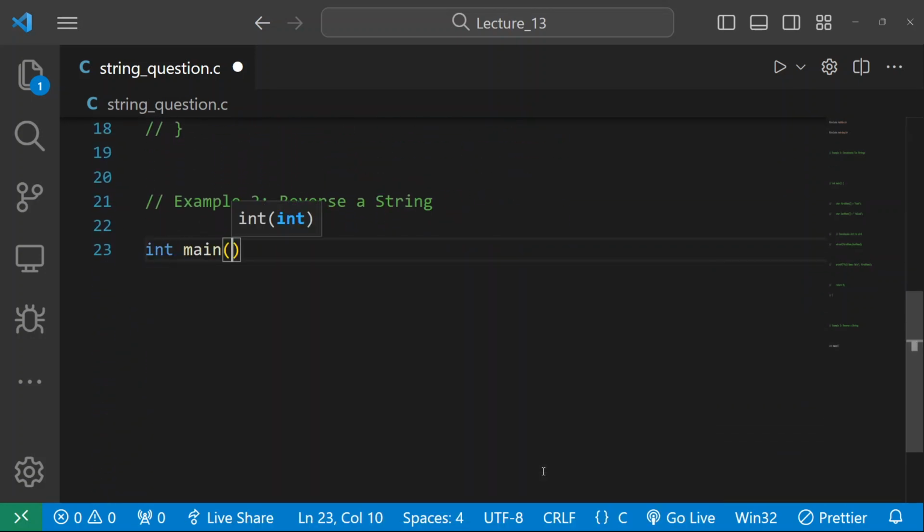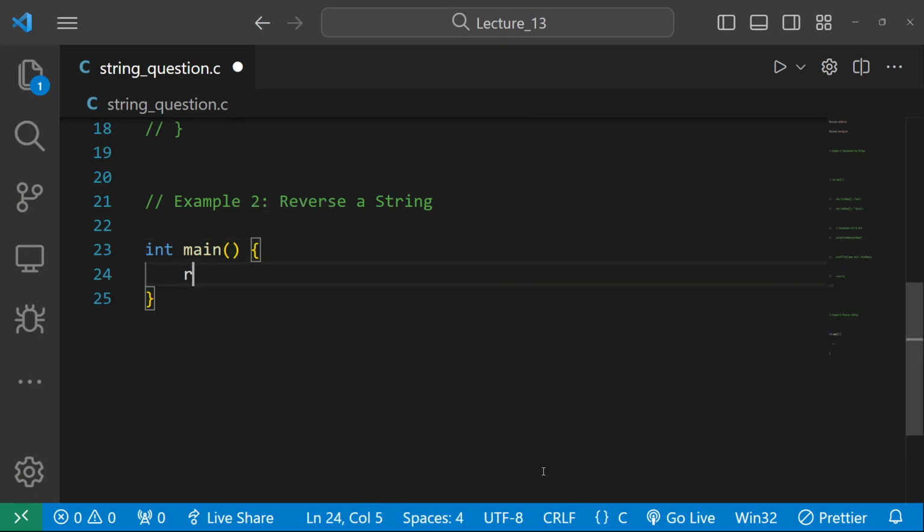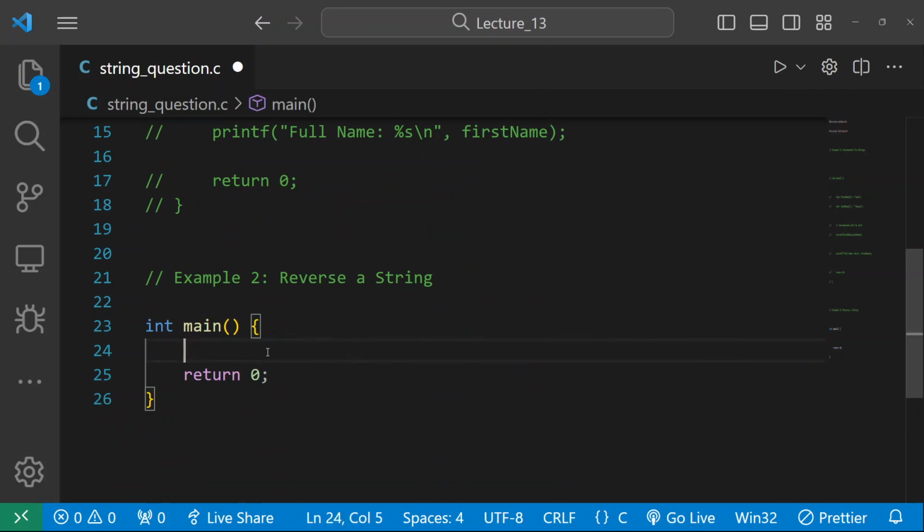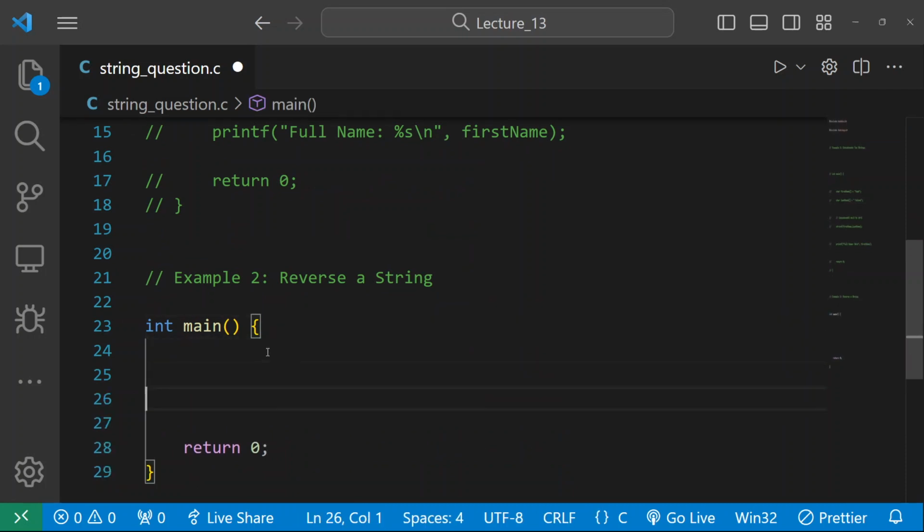I'll be just writing my int main, return 0. Why am I writing only int main, return 0? The reason is I have already included my header files in the above two lines itself. No need to write the same thing again and again. I'm just writing the main function now.